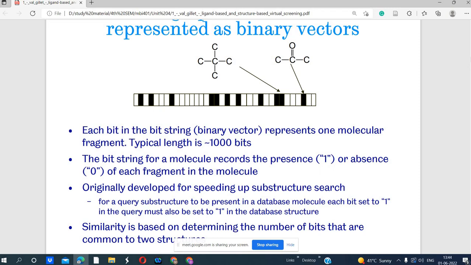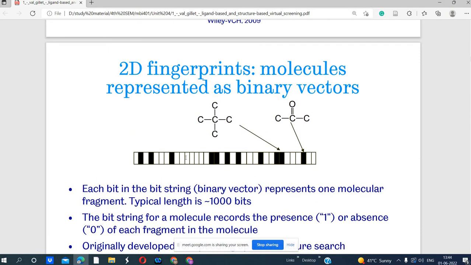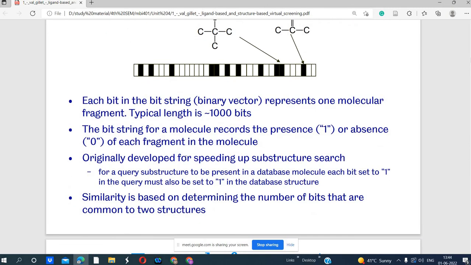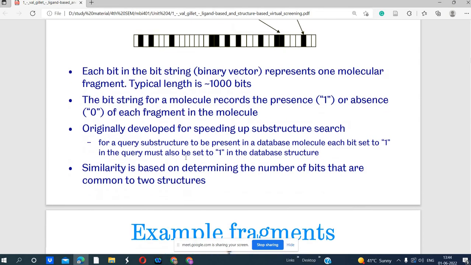So how will we do that? That is important for the similarity search, because we are going to do it in the computer. So for that we need the two-dimensional fingerprint. How will we create that? Molecules represented as binary vectors will create the two-dimensional fingerprint. Each bit in the bit string represents one molecular descriptor. Typical length is approximately 1000 bits.